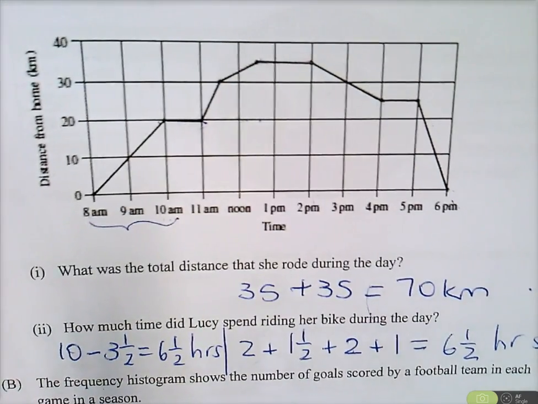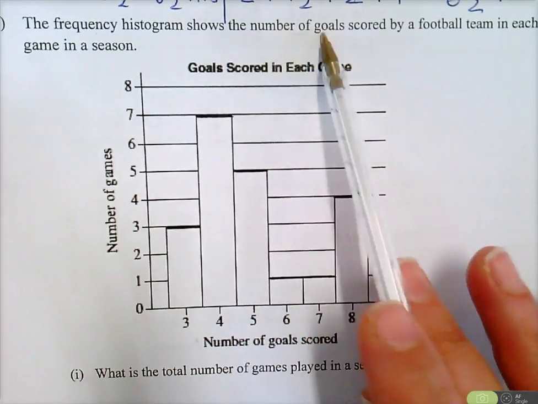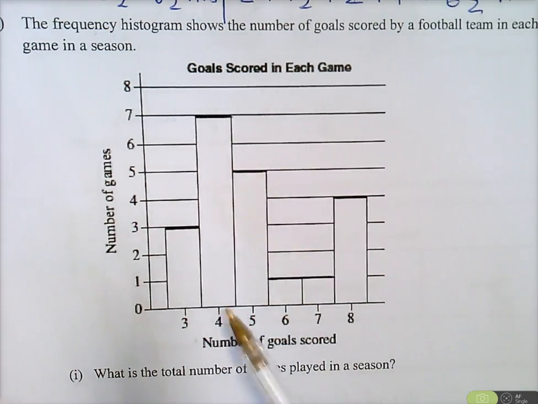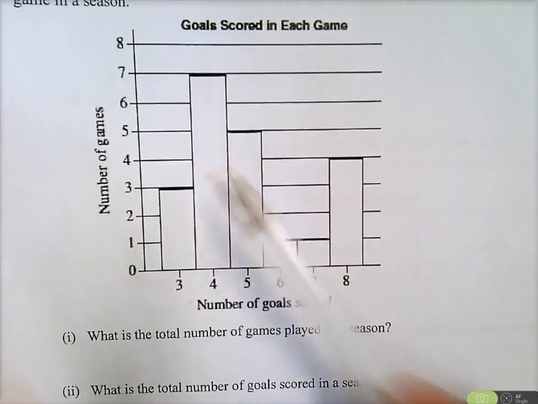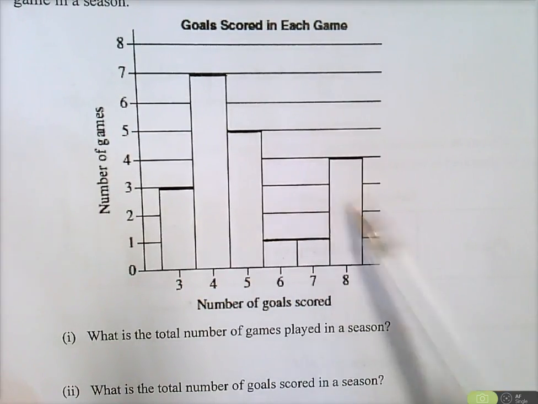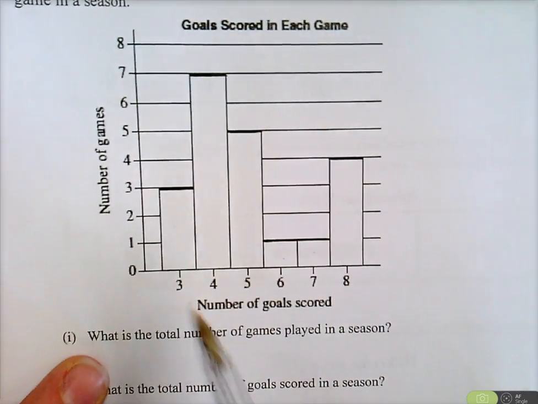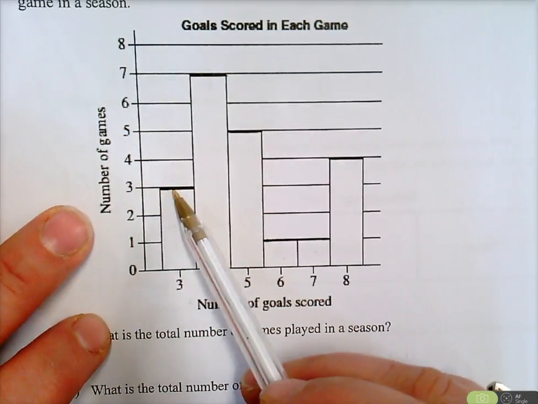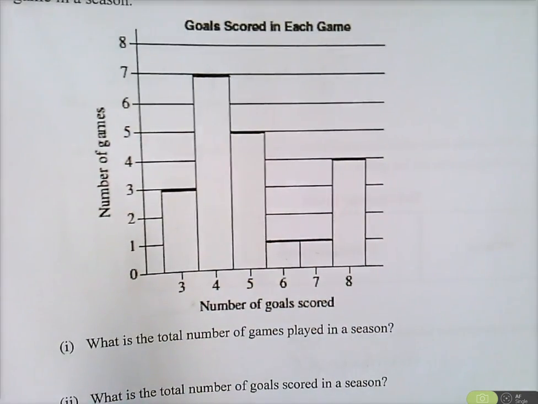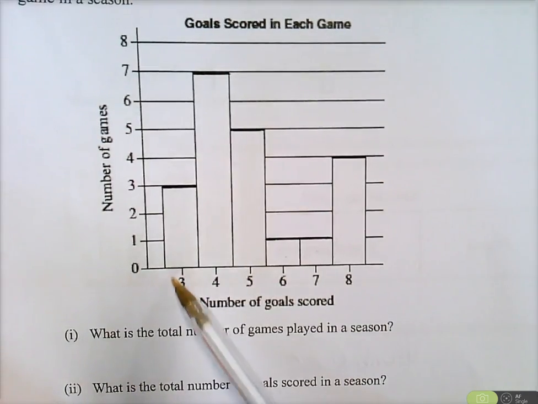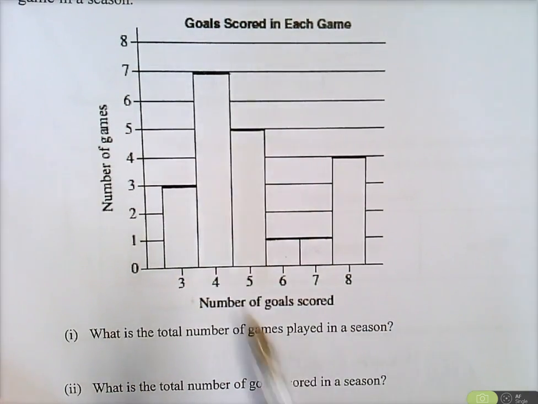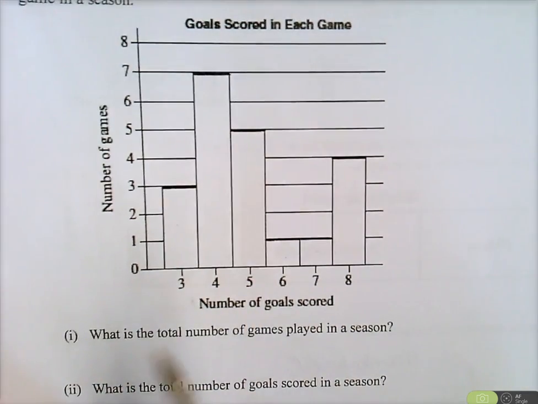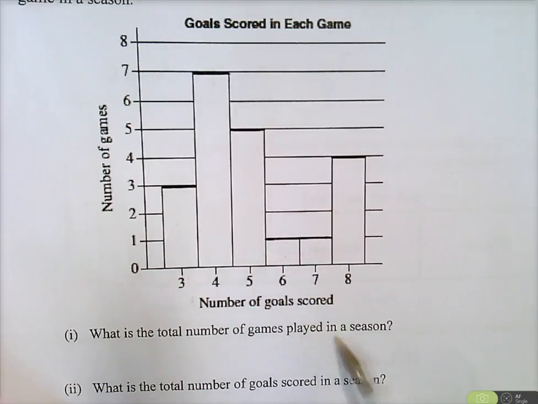We do this in the frequency histogram shows the number of goals scored by a football team in a season. Do you remember how we did histograms and there's no gaps between the columns? It says number of goals scored 3, number of games. So how many games did they score 3 goals in, girls? Girls, do you know how to read this? 3. Good. How many games did they score 4 goals in? All right. It says, what is the total number of games played in the season?